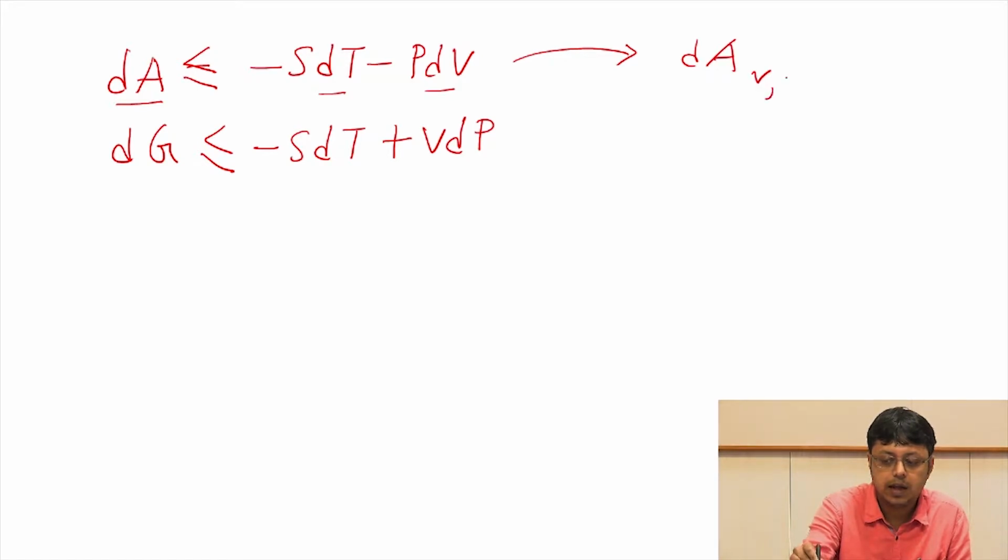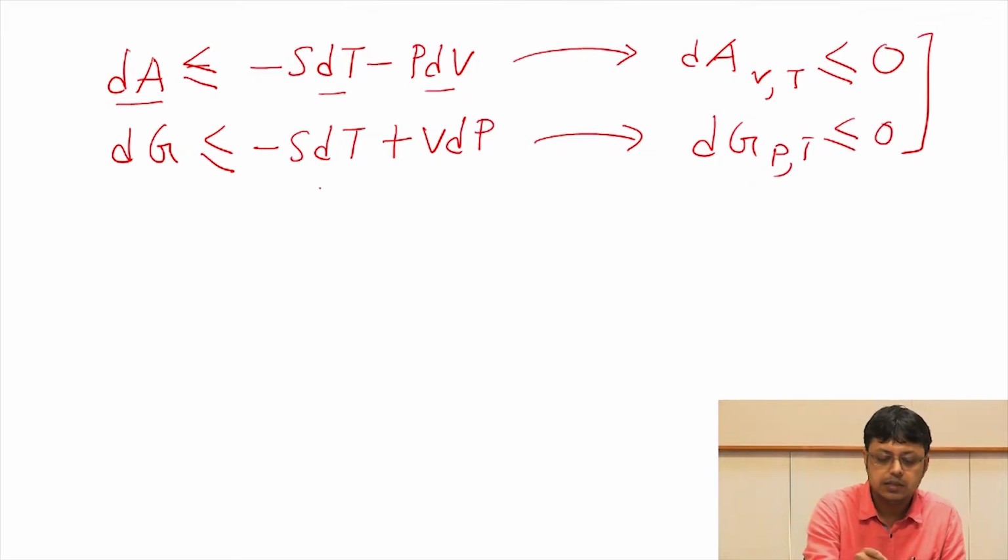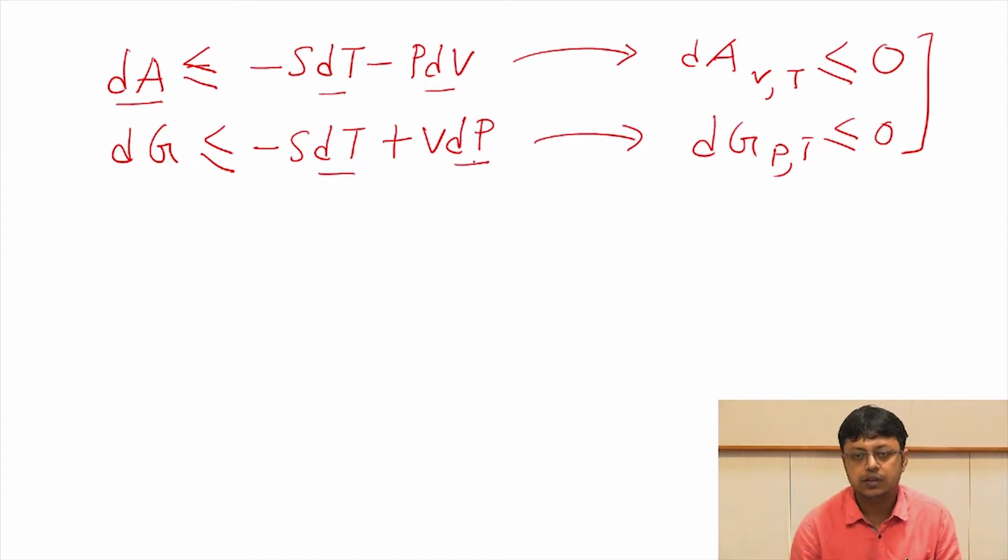or dA at constant... or dG at constant pressure and temperature similarly can be less than or equal to 0. So these are the natural choice for the conditions for equilibrium and spontaneity, which we'll be frequently using.